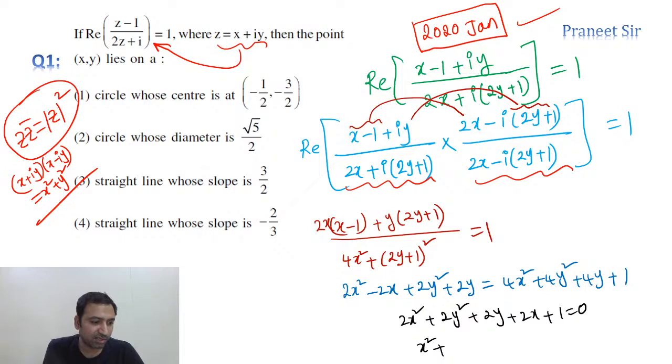First option is wrong. Soumya and Sharon, first option is wrong, guys. x square plus y square plus x plus y plus 1 by 2. That's what we're getting. This is a circle equation we're getting.